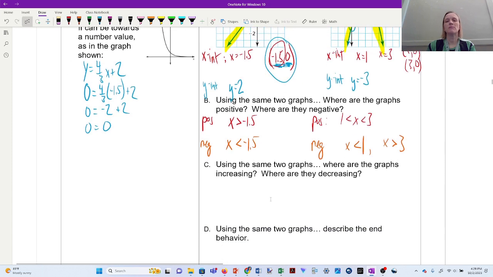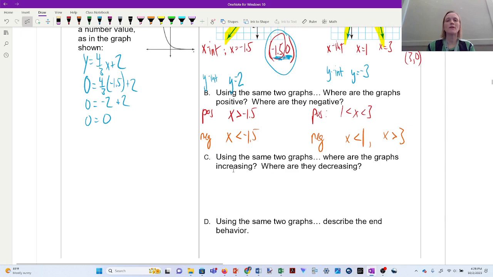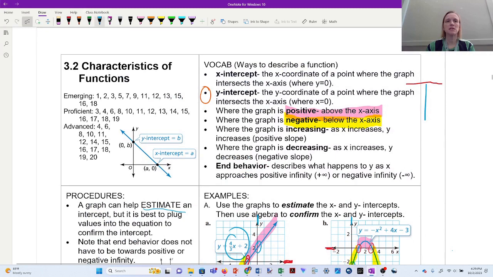Let's use the same two graphs and see where the graphs are increasing and where they are decreasing. So let's go back up and see what's happening here on the definitions. Where the graph is increasing, it means as x increases, y also increases. Whereas if the graph is decreasing, that means as x increases, y decreases, or there's a negative slope.